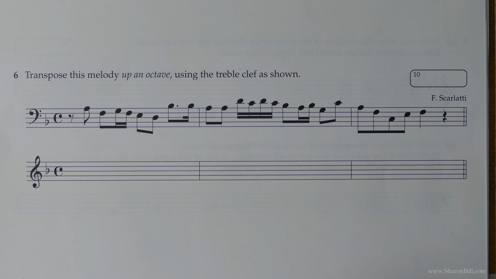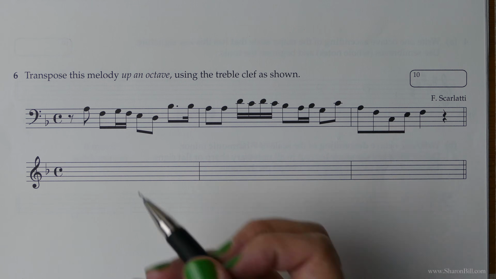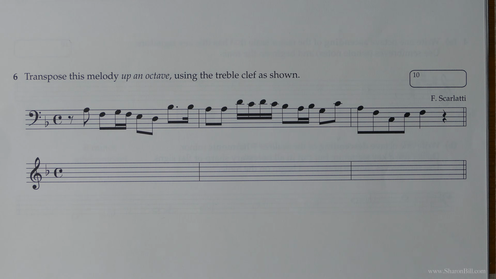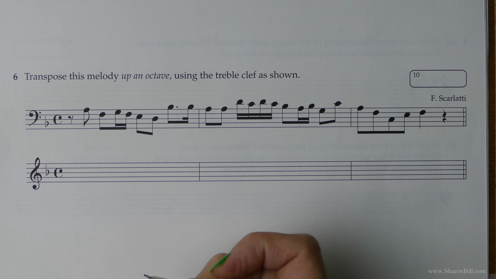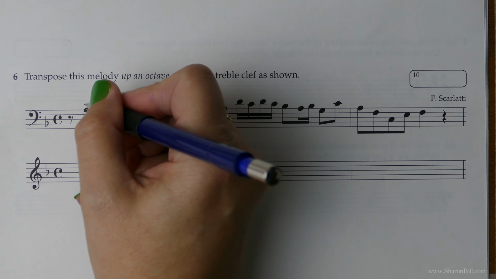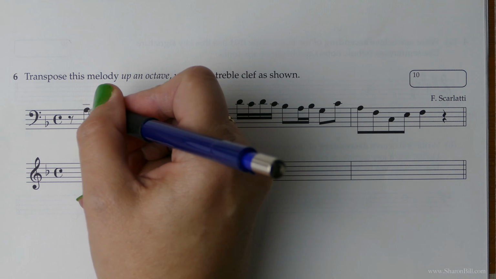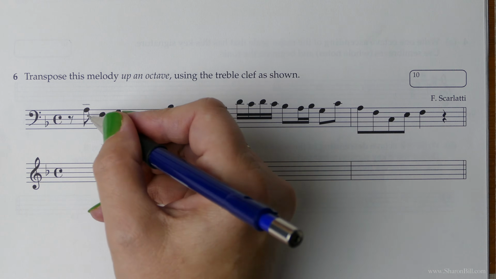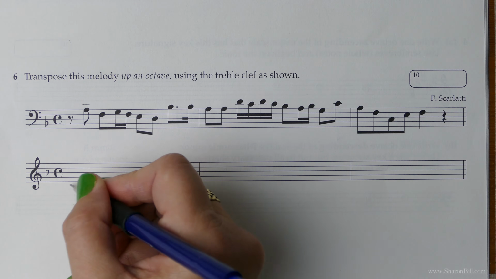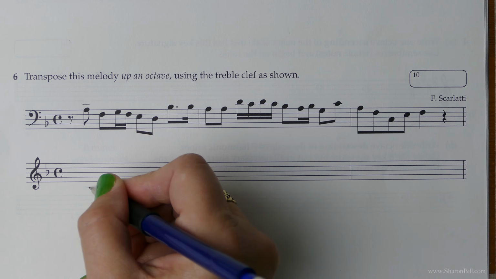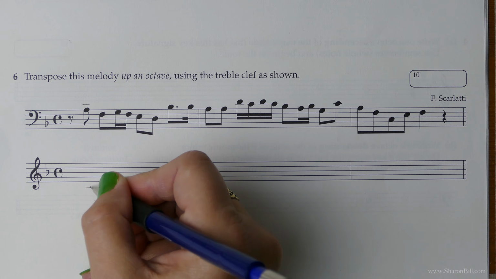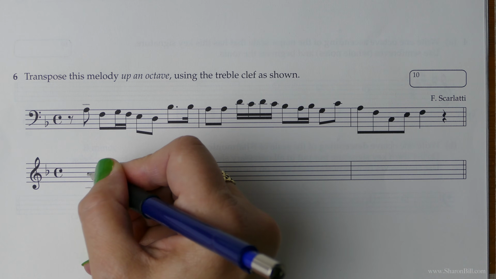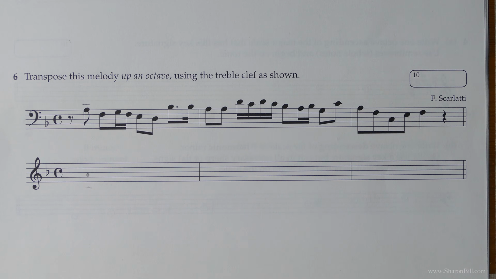So we need to transpose this up an octave and we need to change from bass to treble. In order to make sure we get the correct octave, if you keep middle C as an anchor point, a sort of reference point, we know that here we're the A below middle C, and so to take it up an octave we need to be the A above middle C. So in the treble clef, here is middle C, and so here is the A above that. So that's our starting point, and once you've got that, all the thinking's done.